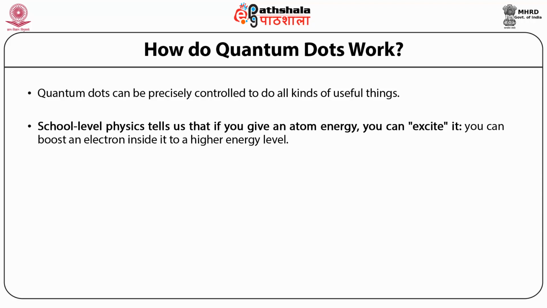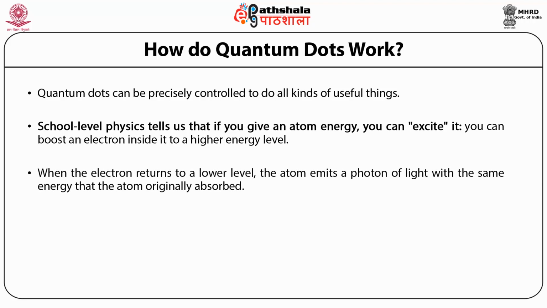School level physics usually tells us that if you give an atom energy, you can excite it. You can boost an electron inside it to a higher energy level. When the electron returns to a lower level, the atom emits a photon of light with the same energy that the atom originally absorbed.